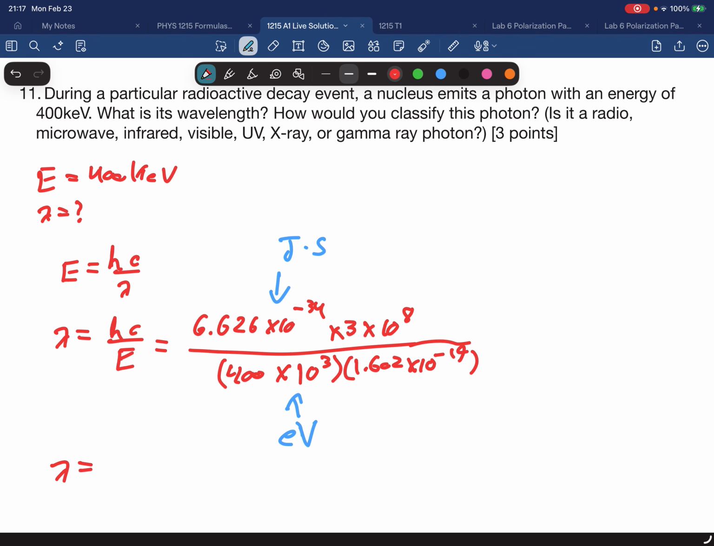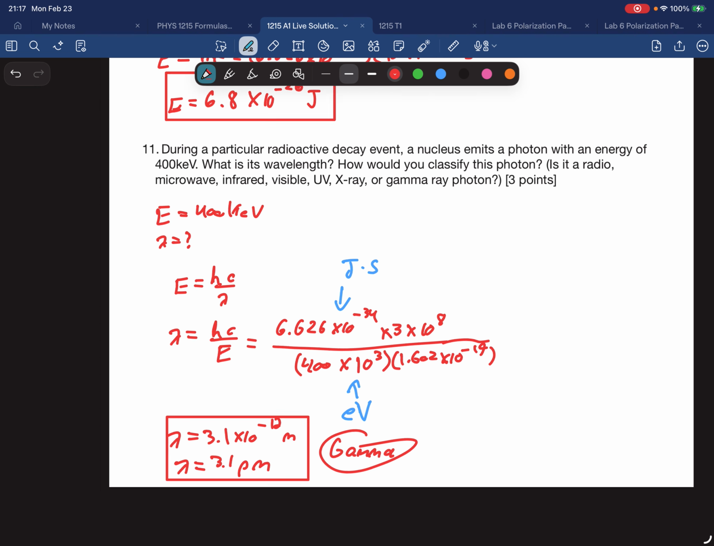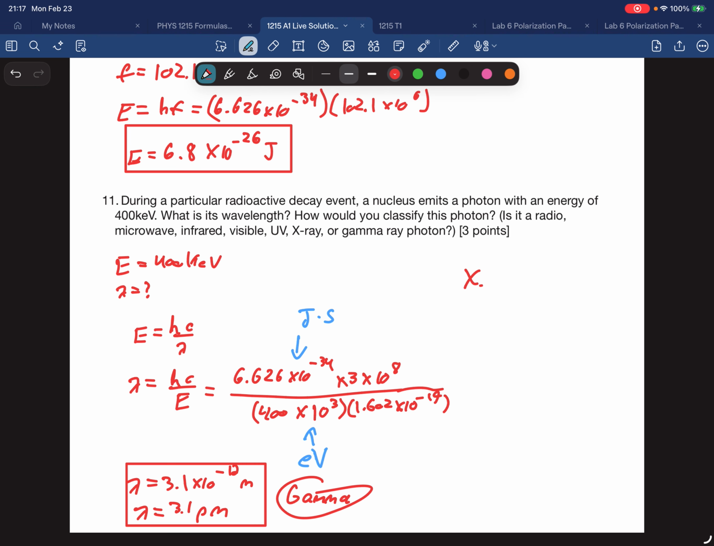Putting this all together, though, we get a wavelength of about 3.1 times 10 to the negative 12 meters, or about 3.1 picometers. And this is on the border between X-ray and gamma, but usually this would be described as a gamma ray. So typically an X-ray is greater than 1 picometer, and a gamma ray would be less than 1 picometer. So by this definition, it would kind of be an X-ray.